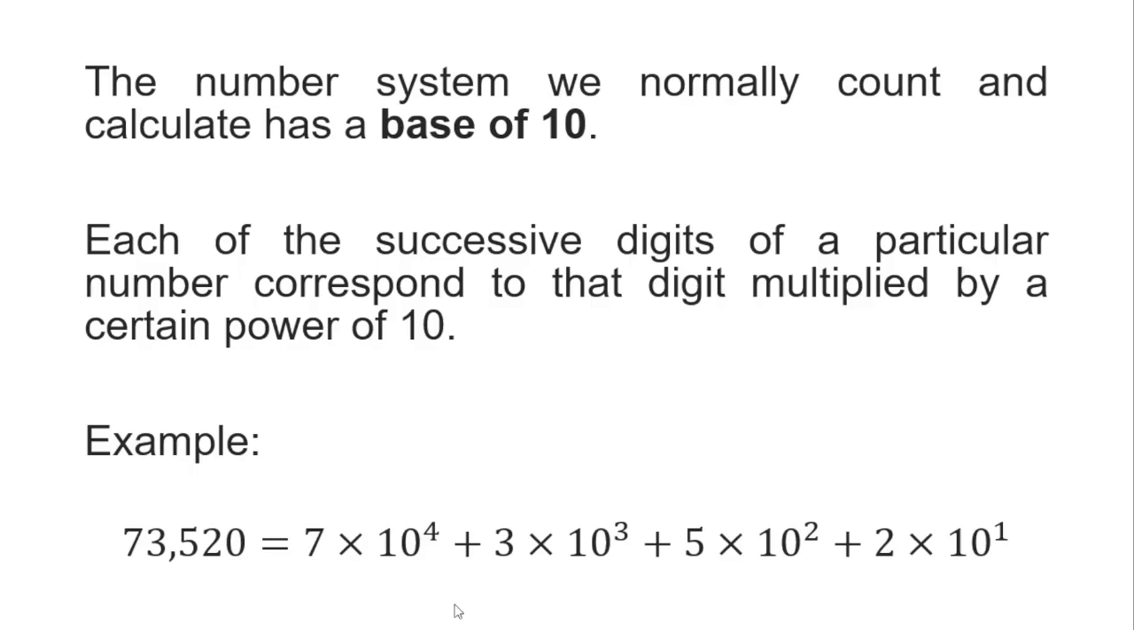And you can see the pattern right there, right? So 7 times 10 raised to the 4, that's 70,000 rather, plus 3,000 plus 500 plus 20, and if we are going to get the sum of that, that's equal to 73,520.